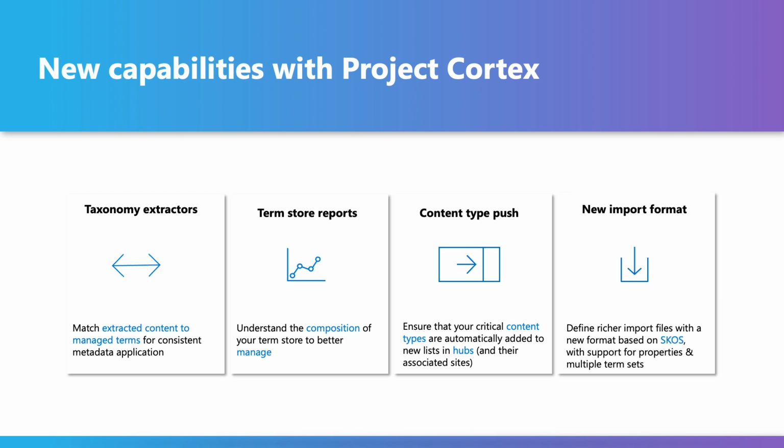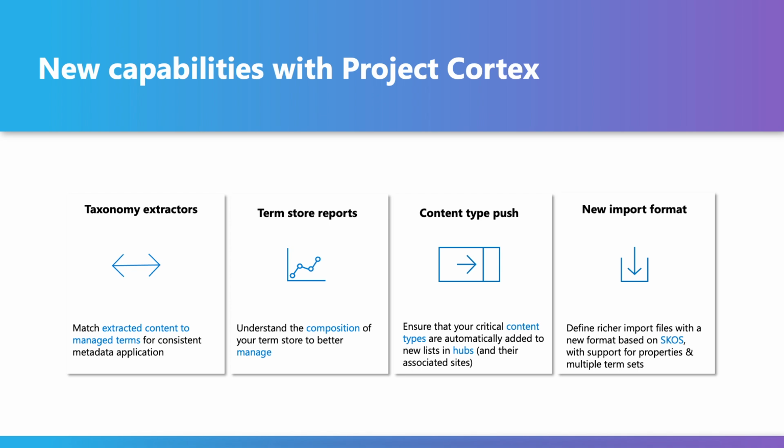So here is a summary of the new capabilities that we provide in the managed metadata service with Project Cortex. As I mentioned earlier, when building document understanding models, you can use a managed metadata field when training an extractor to match machine extracted values to terms in your term set. So again, you will have to create that term set beforehand, create the column that references that term set, and then you can reference that site column when you're building your extractor.